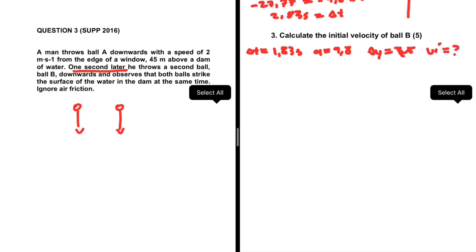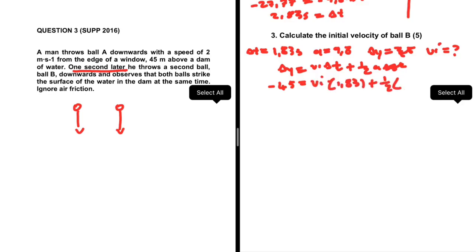With these four variables, we can say that delta y equals vi delta t plus a half acceleration delta t squared. So delta y, that will be minus 45 meters downwards. Vi is what we're interested in. The time is 1.83, plus 1 divided by 2. Acceleration is minus 9.8 and the time is 1.83 squared.